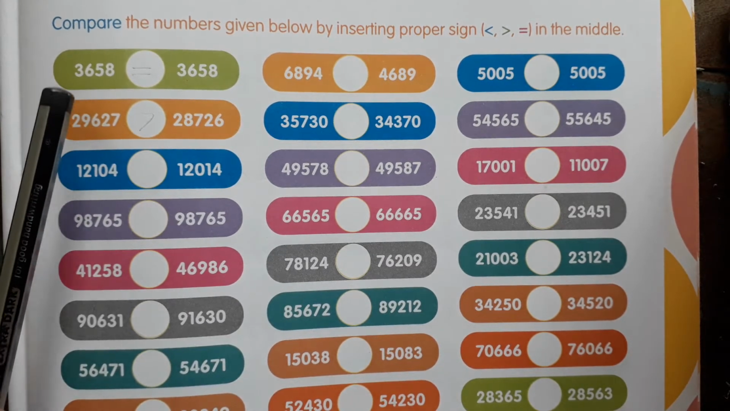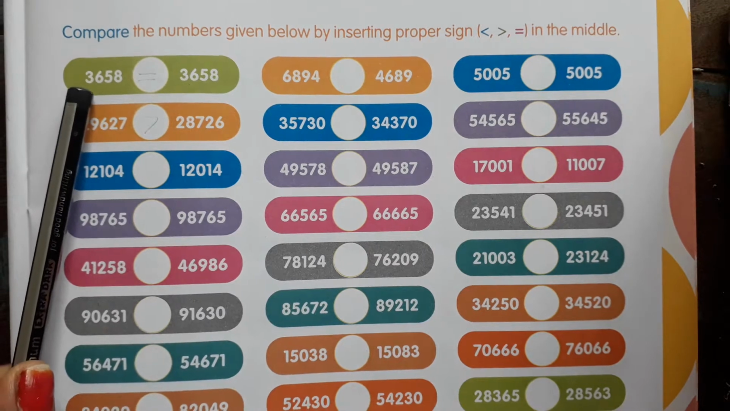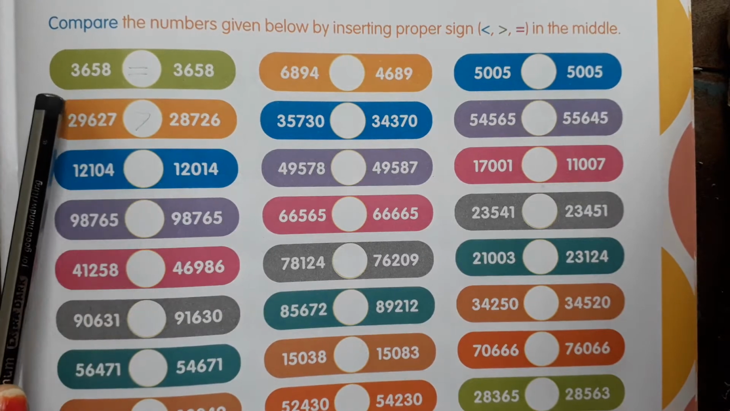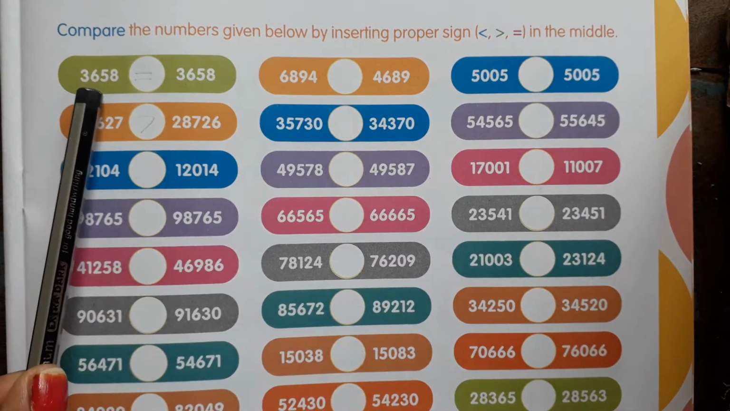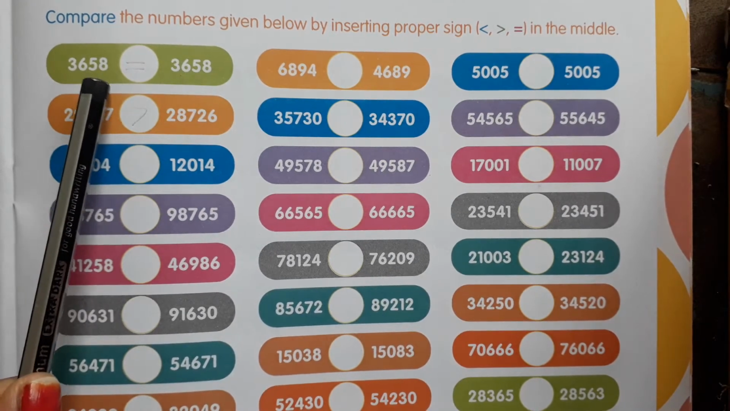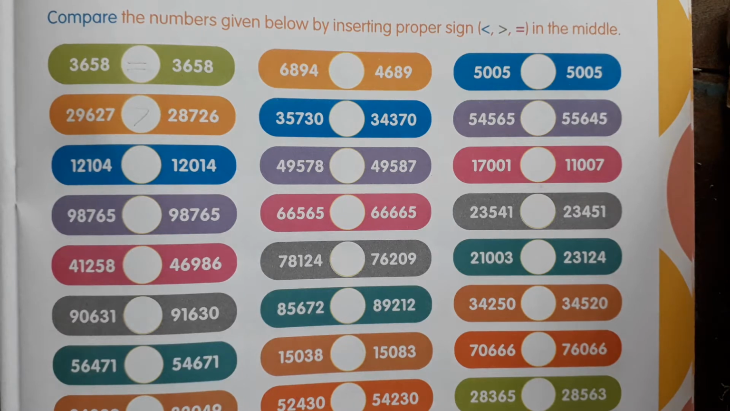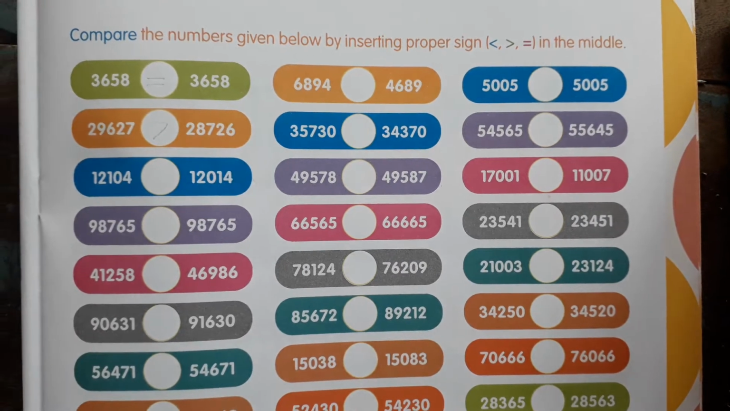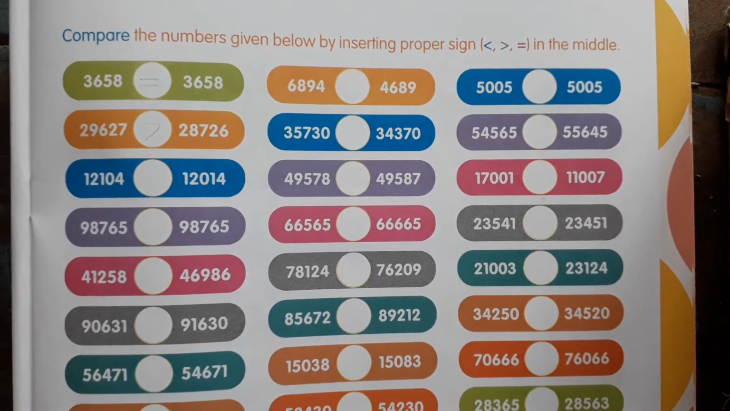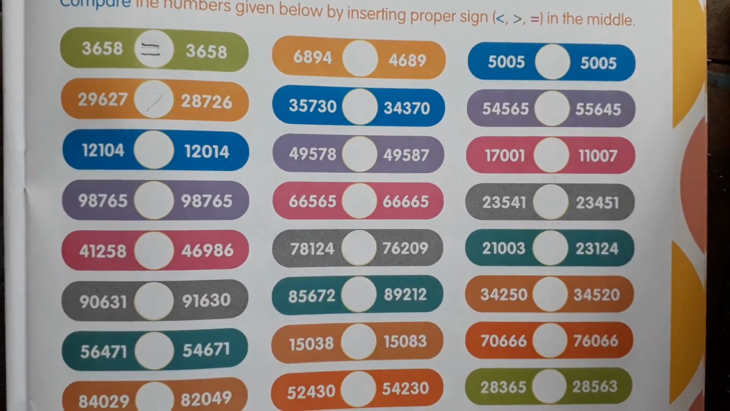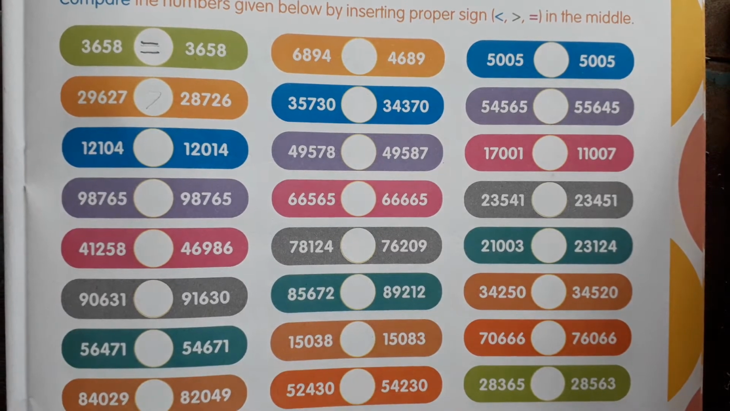Okay, so look here. What is the extreme left digit here? 3. Here also 3. Both are equal. Next 6, 5, 8, 8. All the digits are the same in the two numbers. So the two numbers are equal numbers. So write the equal symbol in the middle. Like this you will compare all these numbers, children.